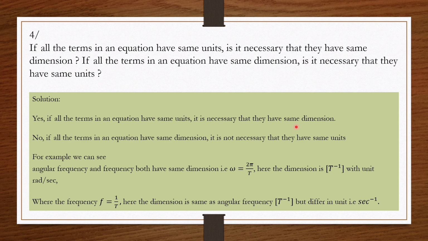But for the second question, the answer is no, because if all the terms in an equation have the same dimension, it is not necessary that they have the same units. For example, we can see the angular frequency and the frequency. Both have the same dimension. Here omega, the angular frequency, is equal to 2 pi by T with dimension T to the power minus 1, and the unit is radian per second. But when we see the frequency, the formula is 1 by T, and the dimension is T to the power minus 1, which is equal to that of the angular frequency but differs in unit, which is second inverse.